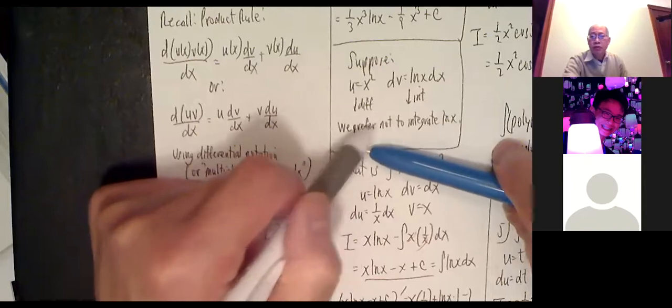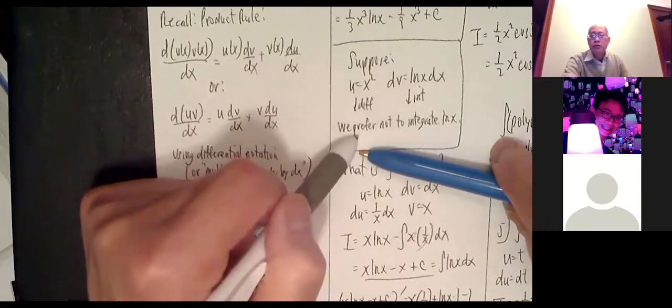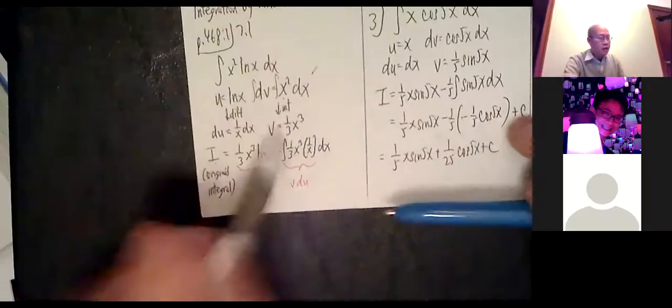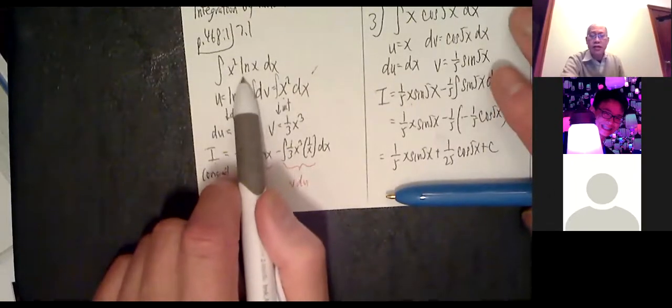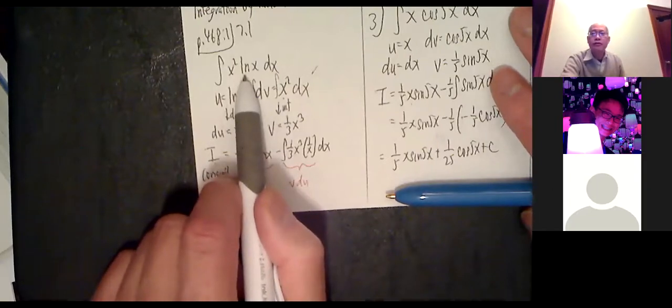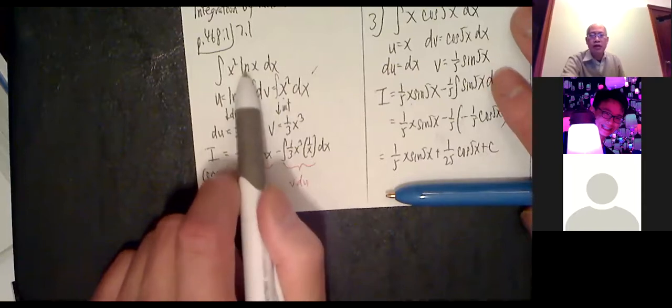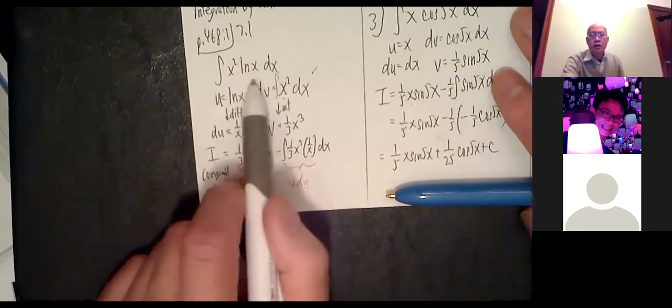We prefer not to integrate ln x. We prefer to differentiate. So one thing that tells us right away is if I see ln x in my integral, I don't want to integrate ln x. So that tells me I'd rather differentiate ln x. I know the derivative of ln x, 1 over x. So it looks like my first rule is if I see an ln x, let that be the u part, and the rest of the stuff is the dv.